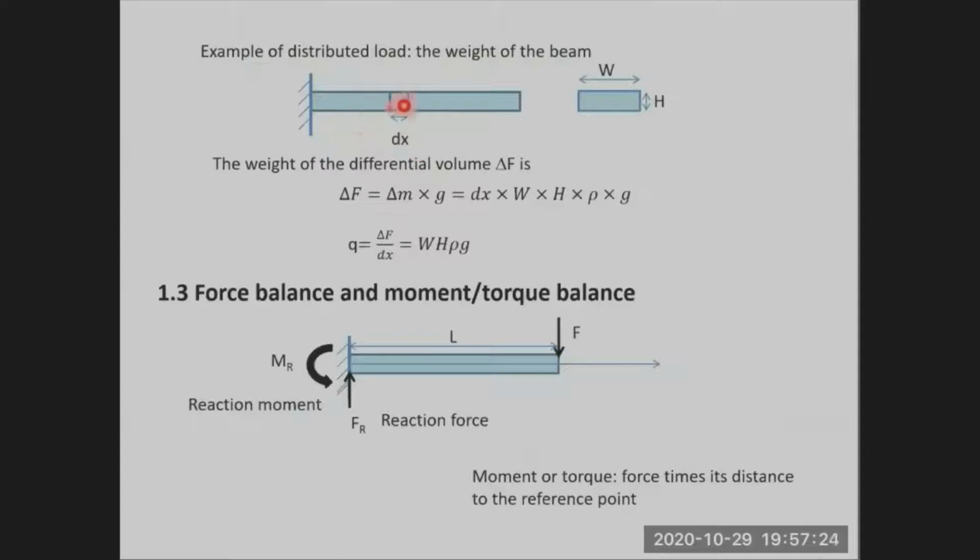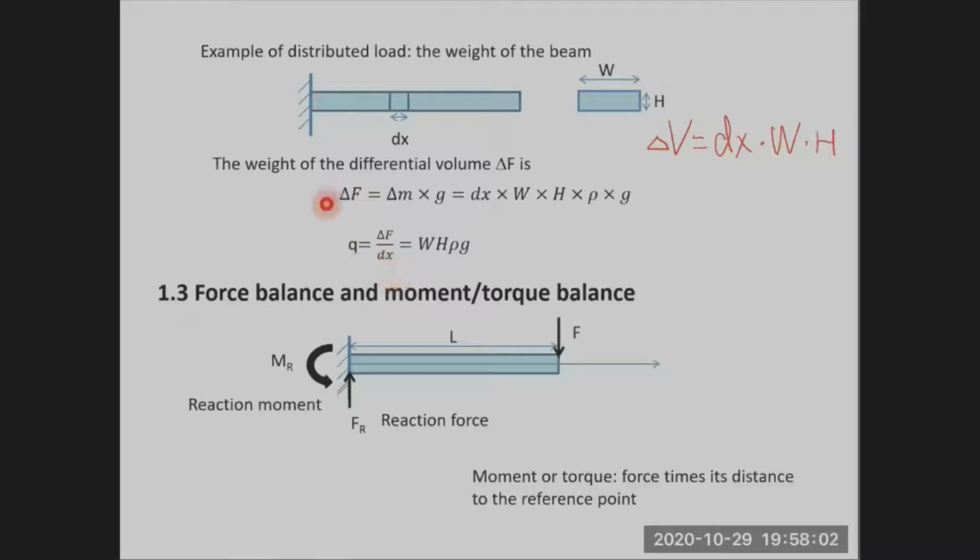In order to calculate the distributed load due to the weight, let's consider this differential volume whose length is dx. Then this is the cross-section area. So the volume of this differential element, I call it delta V, is equal to dx times W times H. That's the volume.